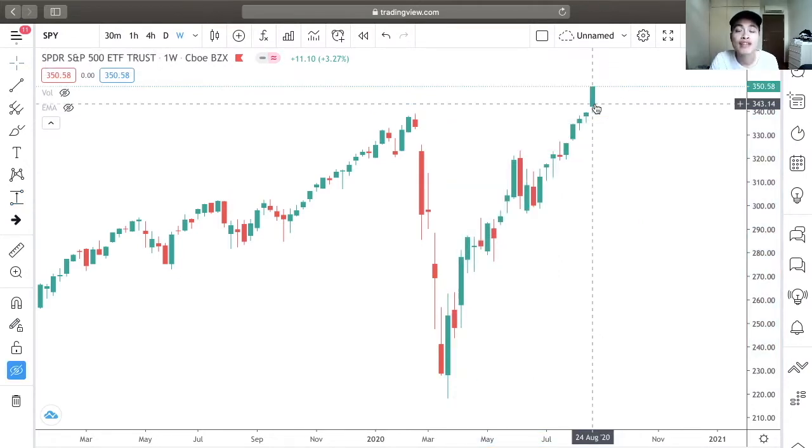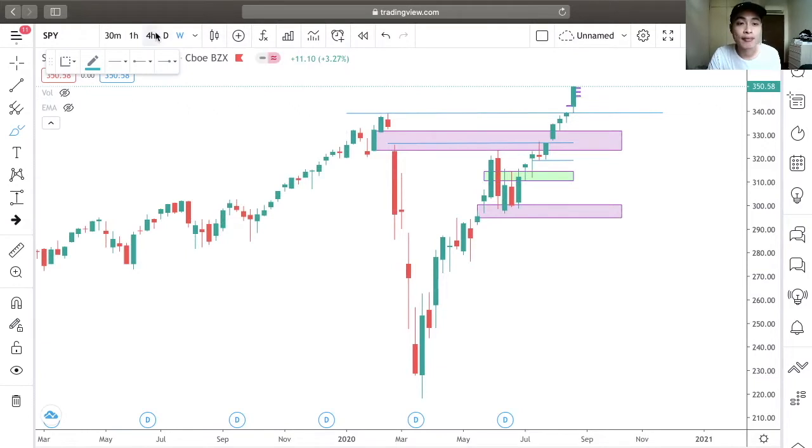In fact, the S&P 500 reached its pre-pandemic high about 2 weeks ago. And in the most recent week, the S&P 500 has surged ahead. So let's take a look at the technical analysis for the S&P 500. Okay, let's take a look at the daily time frame.